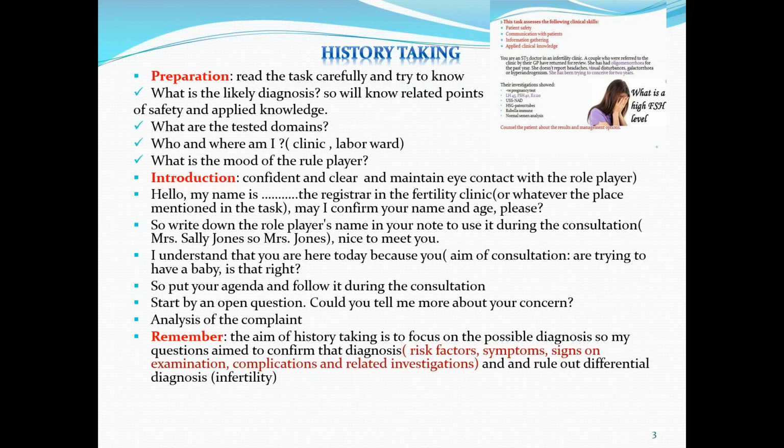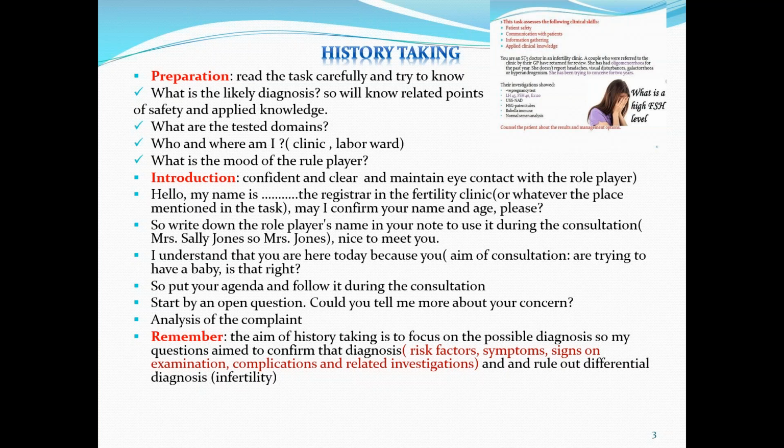So I will put my agenda. I need to ask you some questions to know more about you. I need to examine and order some tests. Then I will discuss about your diagnosis and your management options. If that will be okay for you, then you will start the consultation by an open question. Tell me more about your concern.